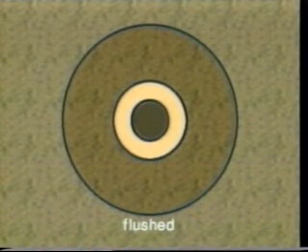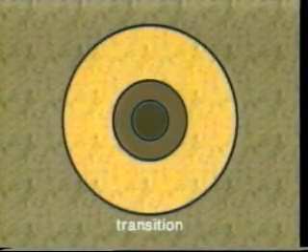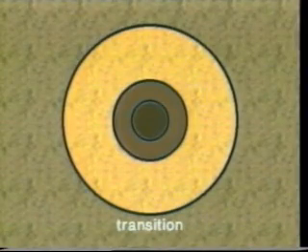The second is the invaded or flushed zone, where the mud filtrate has combined with mobile formation fluids. The next is the transition zone, where only partial invasion and flushing of formation fluids has occurred. And the fourth is the undisturbed or virgin zone, with its unaffected pore fluids.